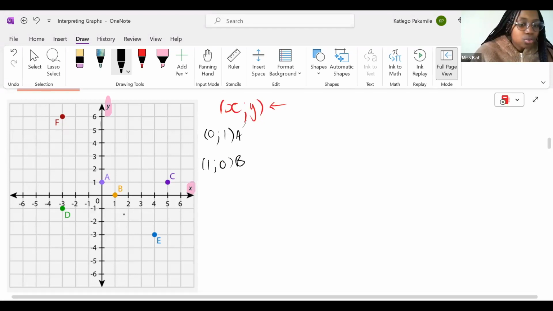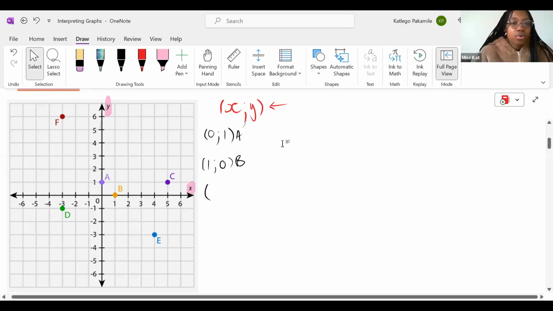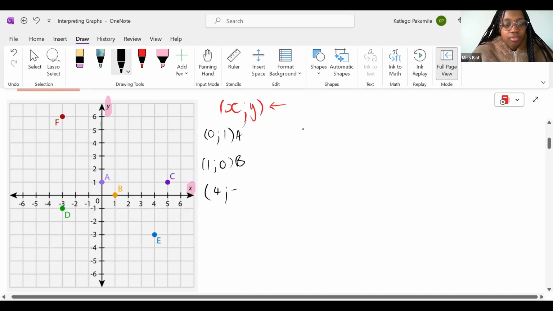Okay, let's do one more and then we're moving on to today's work. Tell me, guys, what are the coordinates of D? What are the coordinates of D? E is (4; -3). Okay, C has told us E is (4, -3). Thank you very much. That would be correct for E.